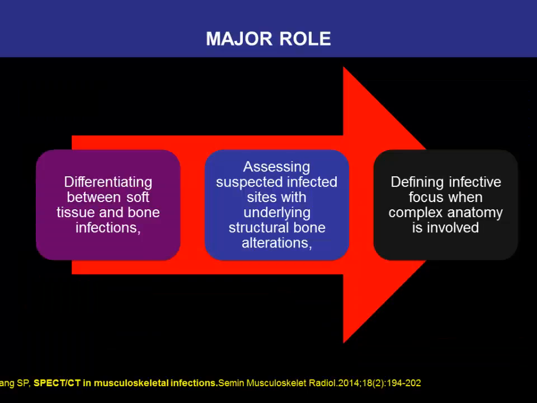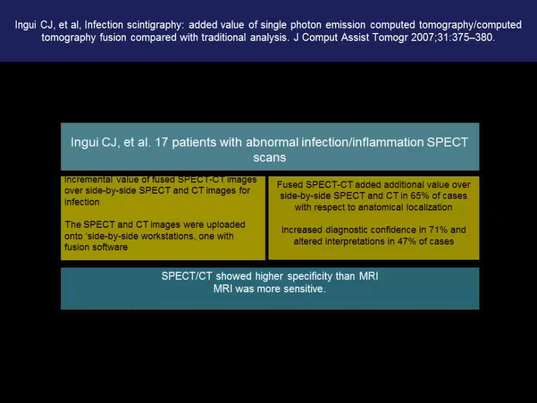Major role, as I said, is differentiating between soft tissue and bone, assessing suspected infection sites underlying the bone alterations, and defining the infective focus whenever there is a complex anatomy. In all these 3 areas nuclear medicine can be useful. Current evidence, this is current evidence looking at the value of SPECT imaging and SPECT-CT in patients with infection and inflammation. In fact, using SPECT-CT showed higher specificity than MRI, but in terms of sensitivity, MRI is definitely more sensitive than nuclear medicine techniques.